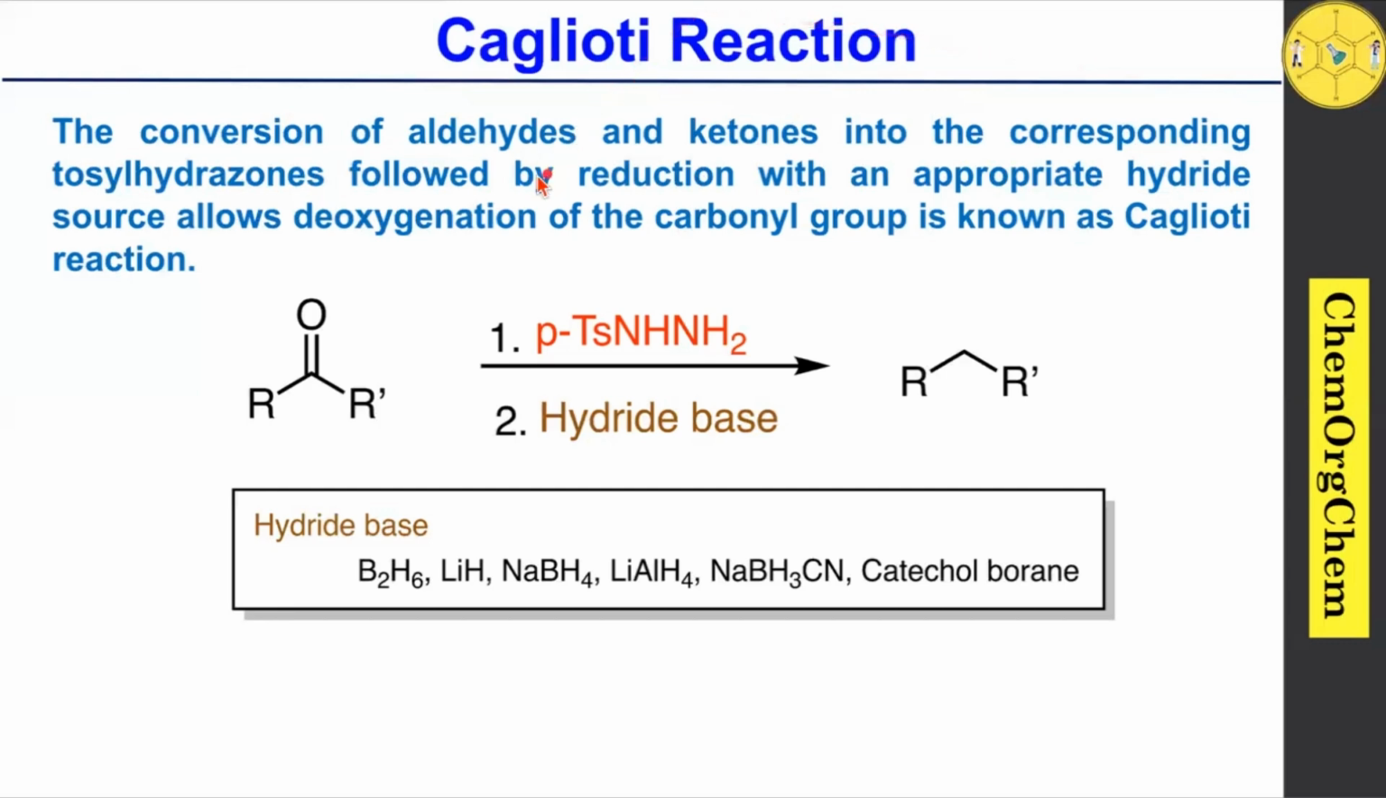So this is the general scheme of the Caglioti reaction. As per this reaction, initially a carbonyl compound reacts with para-toluene sulfonyl hydrazide, followed by a hydride base, which produces the corresponding hydrocarbon. Several hydride bases can be useful for this transformation, such as diborane, lithium hydride, sodium borohydride, lithium aluminum hydride, sodium cyanoborohydride and catechol borane. So let's see the mechanism, how this reaction works.